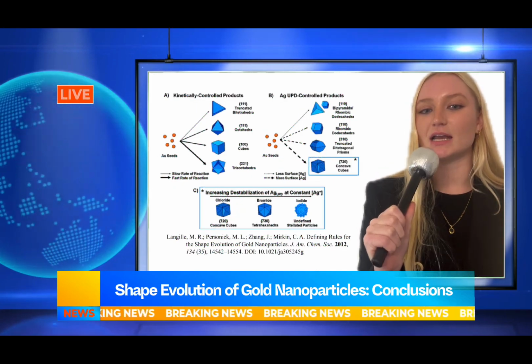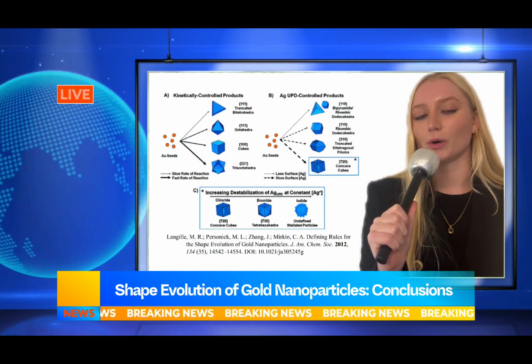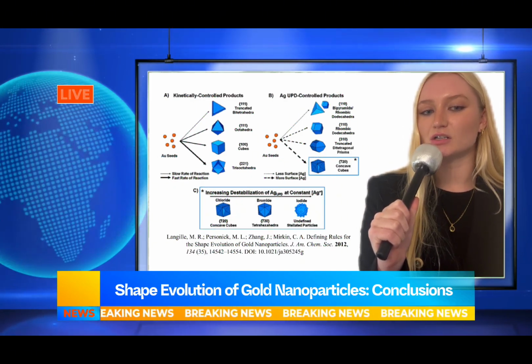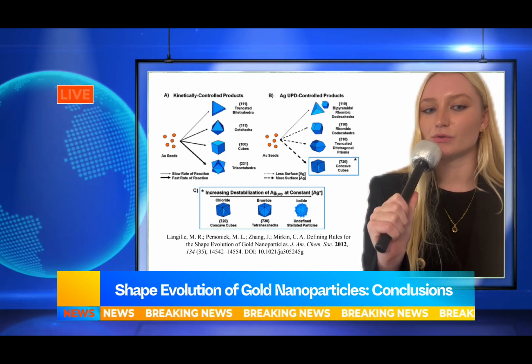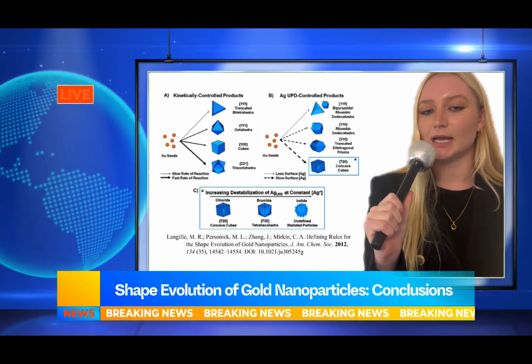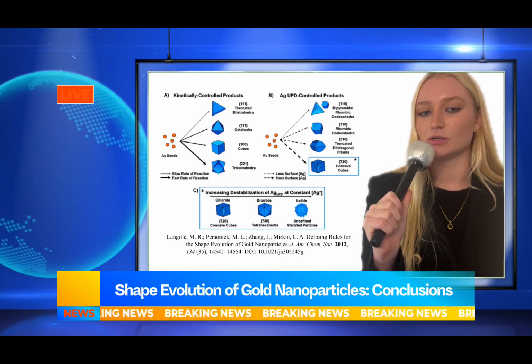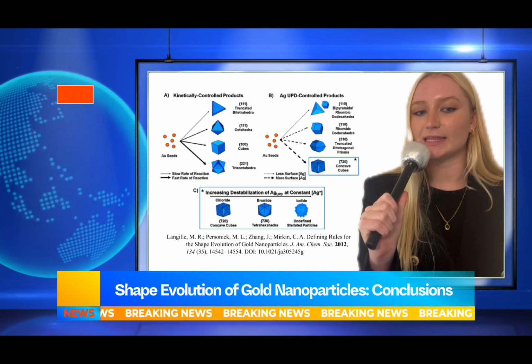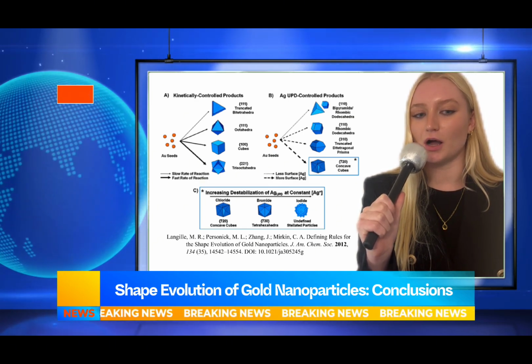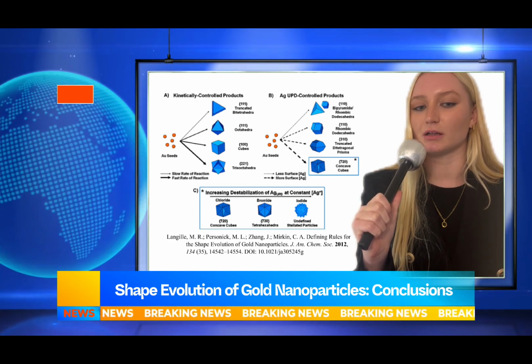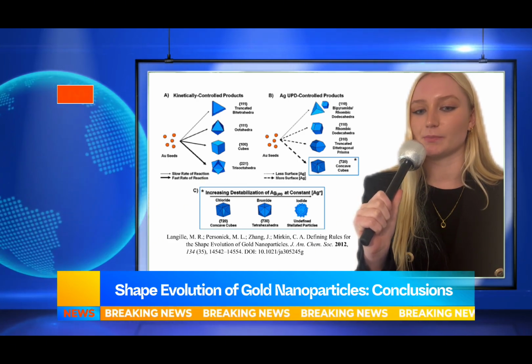The authors outlined design considerations that enable control over nanoparticle morphology. First, increasing the concentration of ascorbic acid accelerates the rate of gold reduction through kinetic control. Second, larger halides slow growth by decreasing the reduction potential. Third, in the absence of larger halides, higher silver ion concentrations can stabilize less energetically favorable morphologies through underpotential deposition.